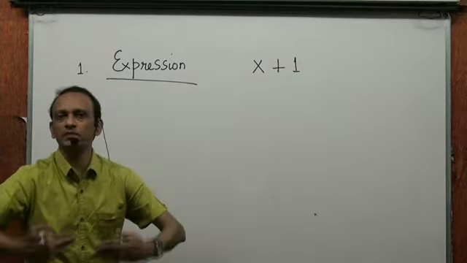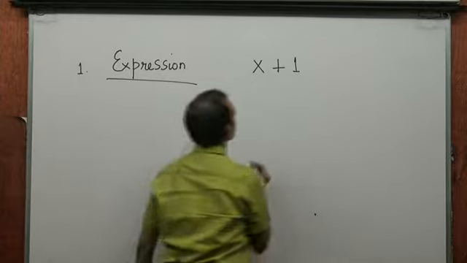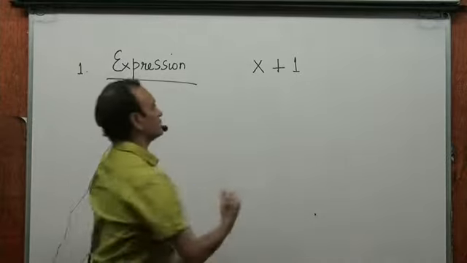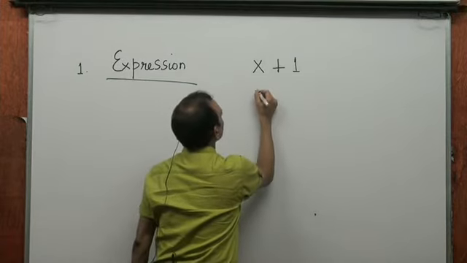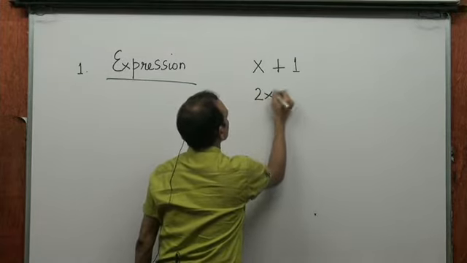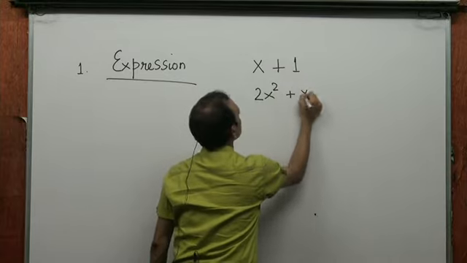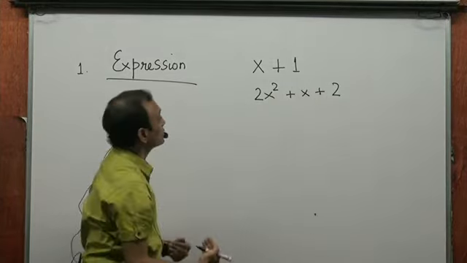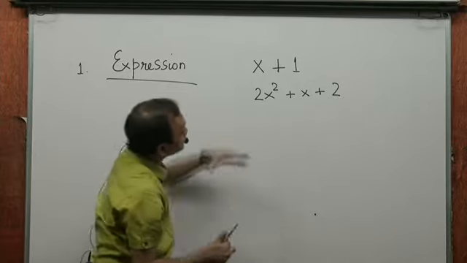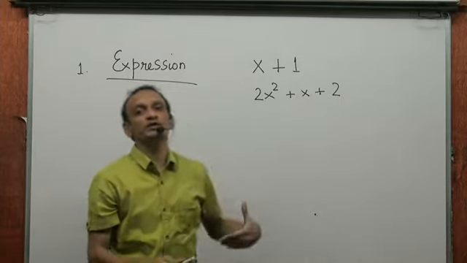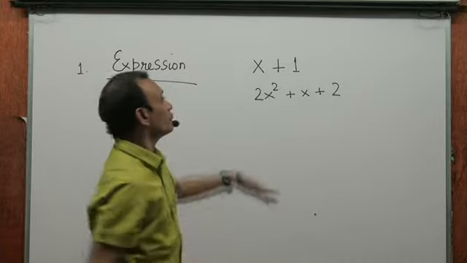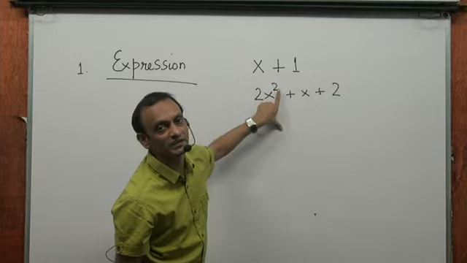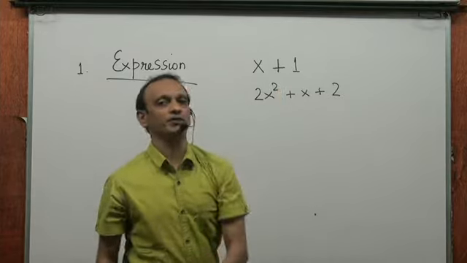It's a linear expression in x, right? For different values of x, this expression will assume different values. Then there is something like 2x squared plus x plus 2. This is also an expression. It has no intelligence of its own, but different values would be assumed by this expression in general for different values of x. This expression, in which the highest power of x is 2, is a quadratic expression.